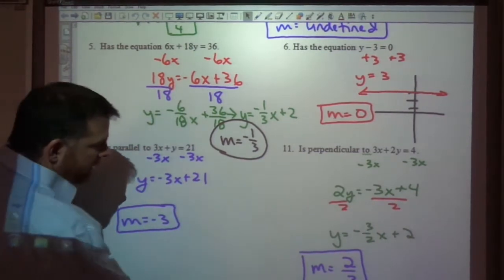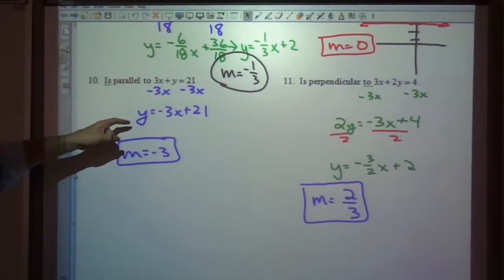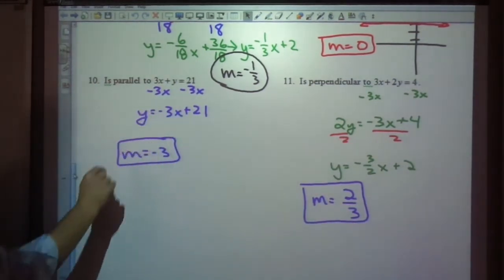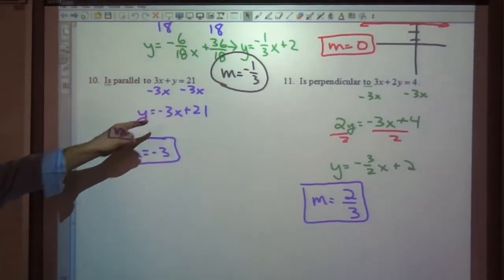Parallel to this line. This means I need to put this into slope-intercept form, so I'll subtract 3x from both sides. I get y equals negative 3x plus 21. This is the m, so here's my slope. It's parallel to this one, so it's the exact same as this slope.